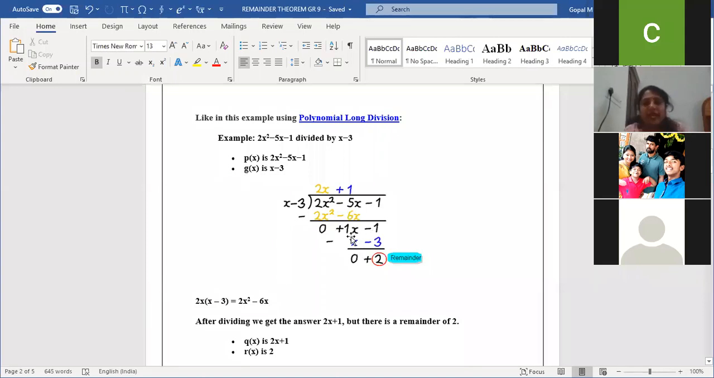Then here only x is there, so I don't need to multiply anything. I'll just multiply by plus 1, because 1 is a universal factor. 1 into x minus 3 is x minus 3. Since it is a binomial, we need to change the sign: plus x becomes minus x and minus 3 becomes plus 3. So 3 minus 1 is 2. So the remainder is 2. Am I clear, children?